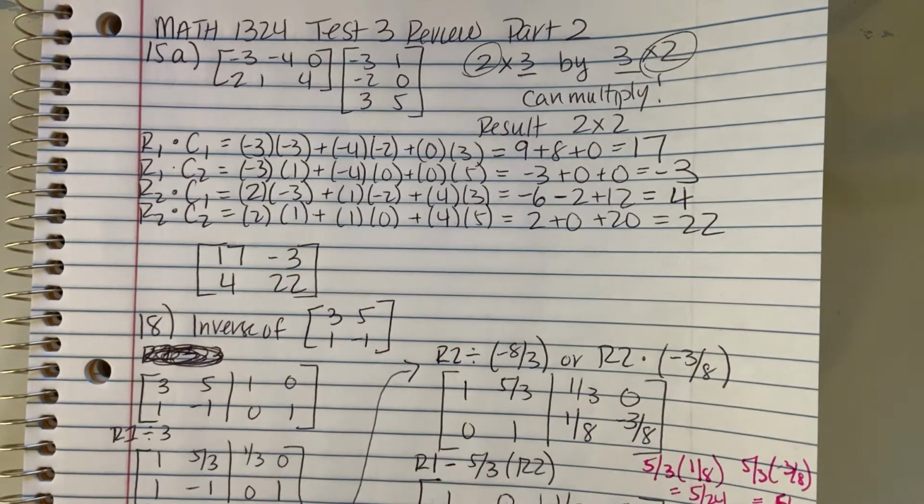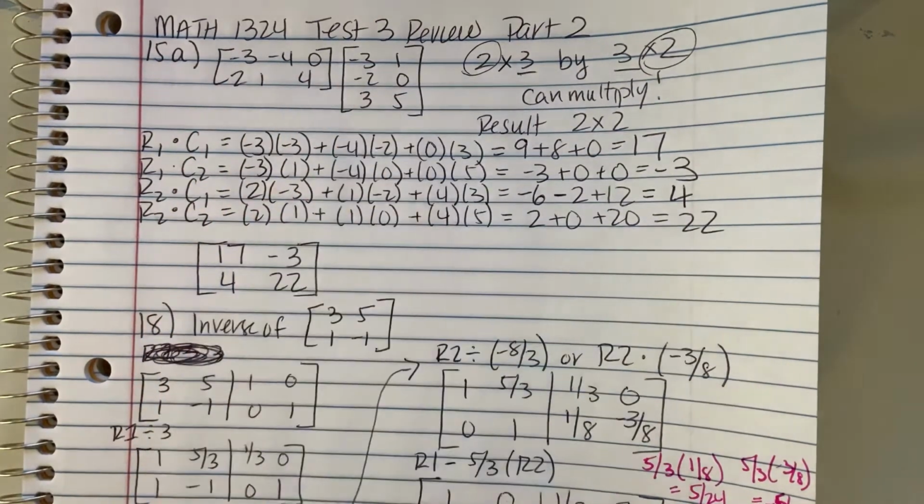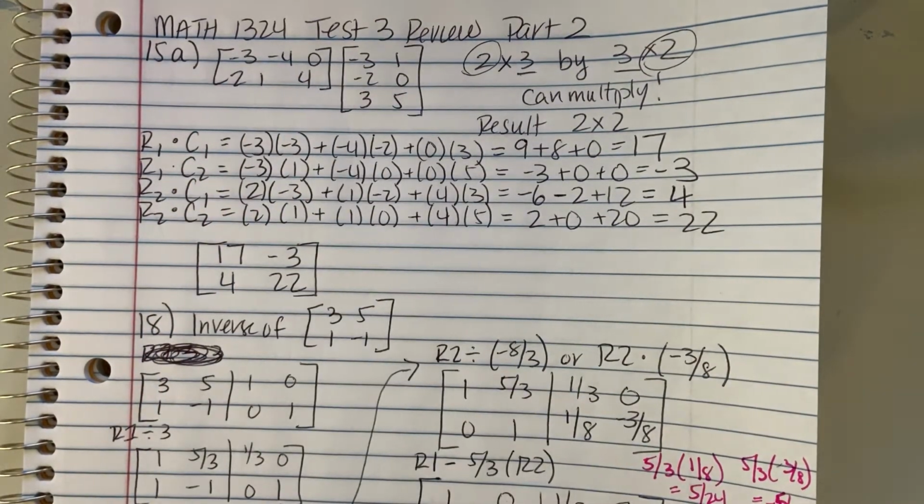Now remember that if you do the first one times the second one and the second one times the first one, you can get two different answers most of the time. On the problem where it asks you to show that they're inverses, remember to show inverses, they both ways have to multiply to the identity matrix, which is just ones across the diagonal and zeros everywhere else.